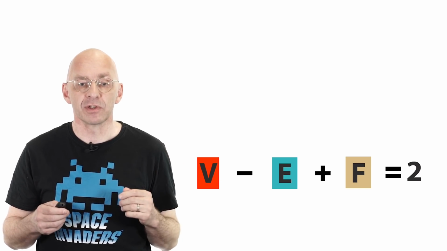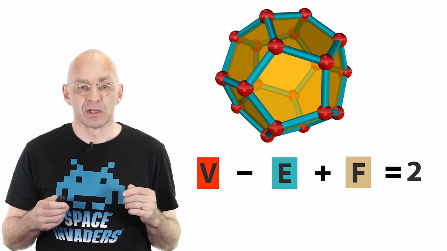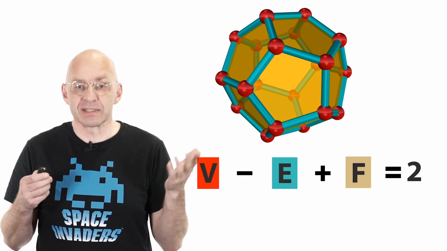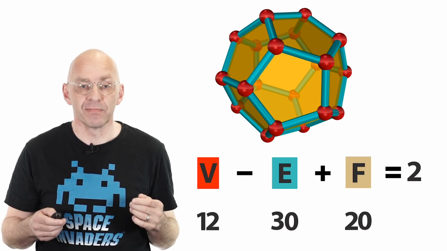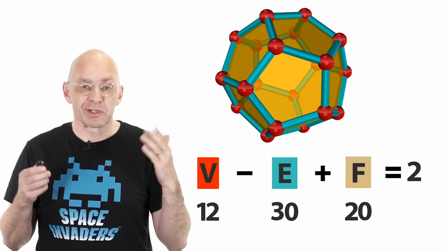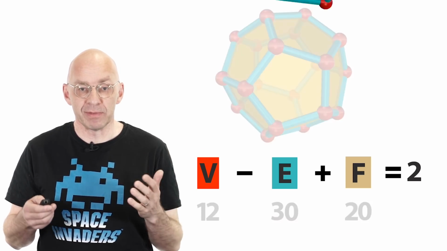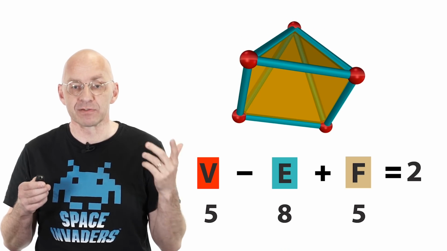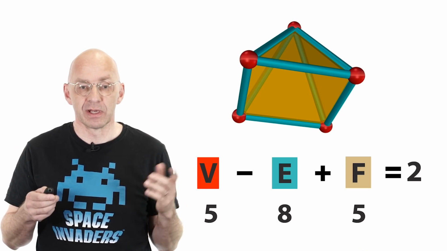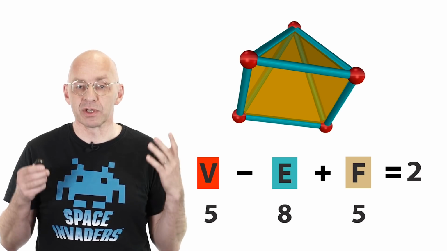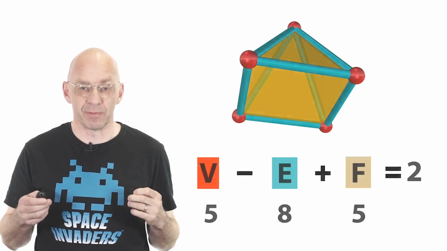For example, for this dodecahedron. Here the number of vertices, edges and faces are 12, 30 and 20. And 12 minus 30 plus 20 really is 2. And for this pyramid, we have 5 minus 8 plus 5, which is again 2. V minus E plus F is equal to 2 is called Euler's polyhedron formula.